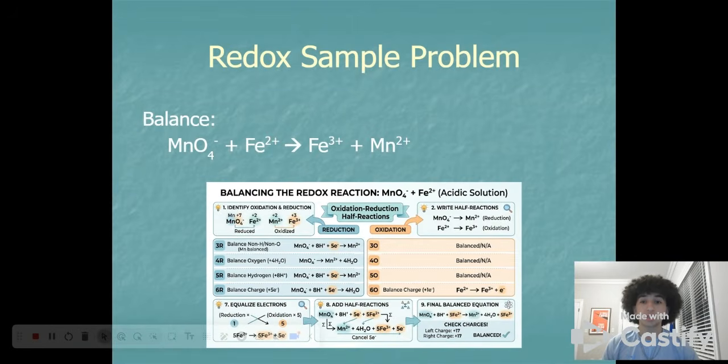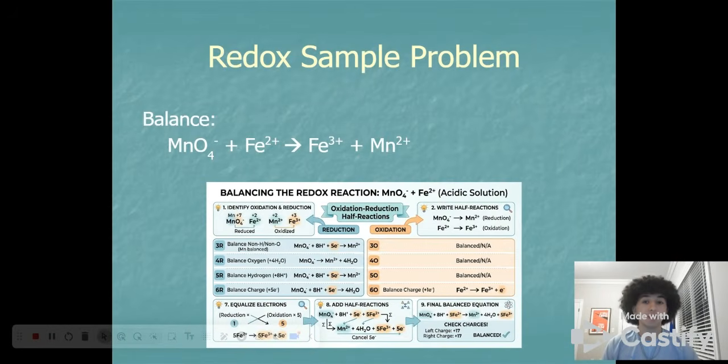Step 4. Balance oxygen, or add water. So permanganate ion has 4 oxygens. Manganese 2 ion has none. So you add 4 moles of water to the right so that the permanganate ion yields manganese 2 ion plus 4 H2O. Step 5. Balance hydrogen by adding hydrogen ions. We now have 4 times 2 equals 8 hydrogens on the right, so you have to add 8 hydrogen ions to the left so that the permanganate ion plus 8 hydrogen ion yields manganese 2 ion plus 4 water.